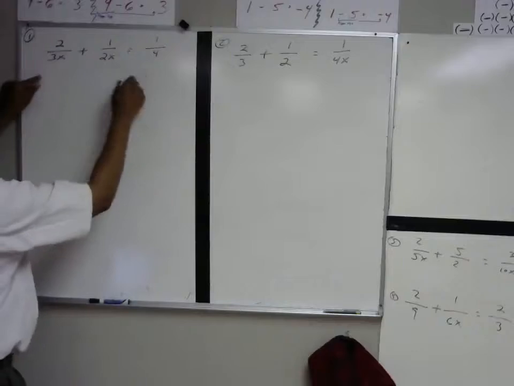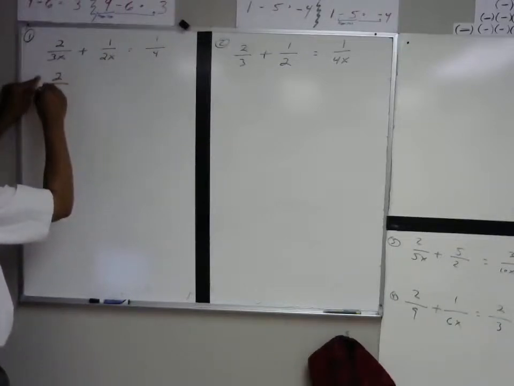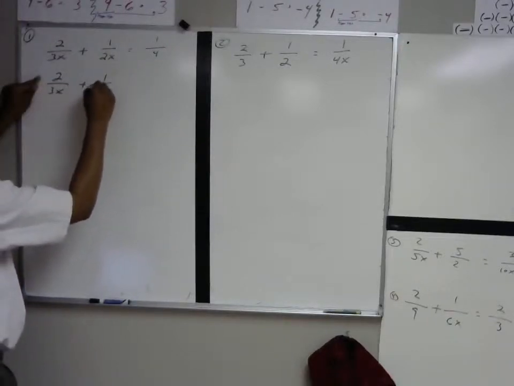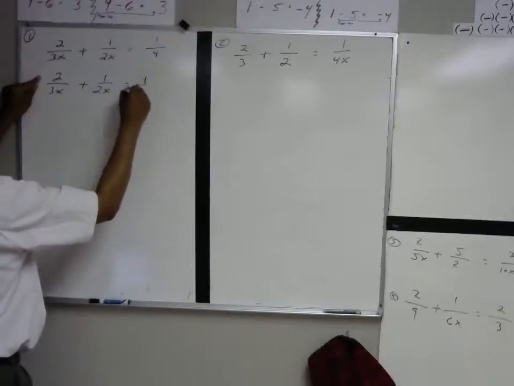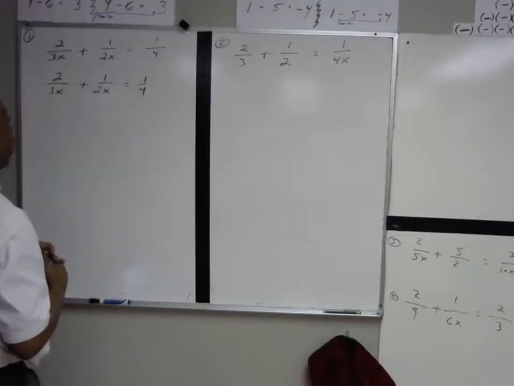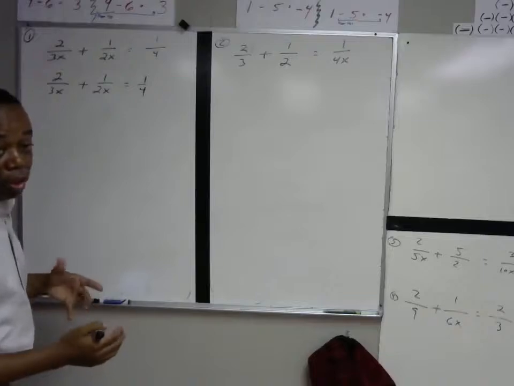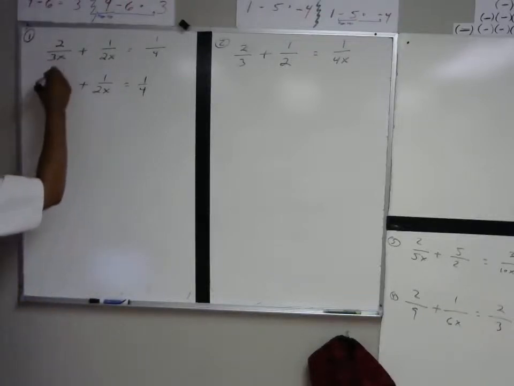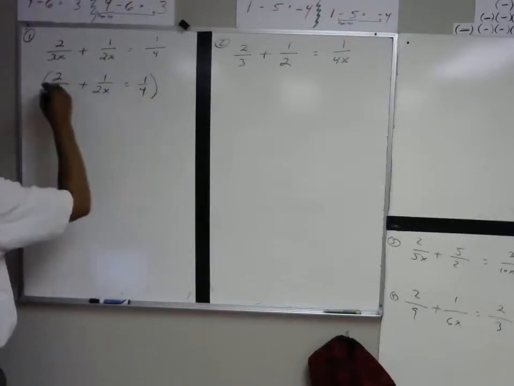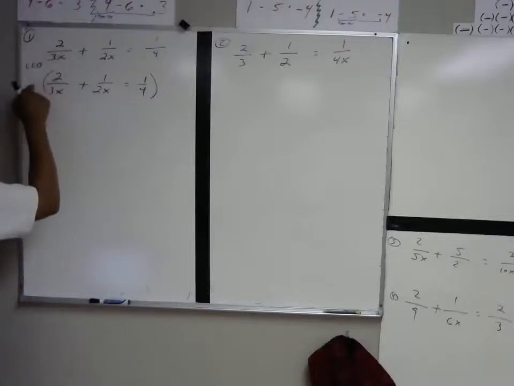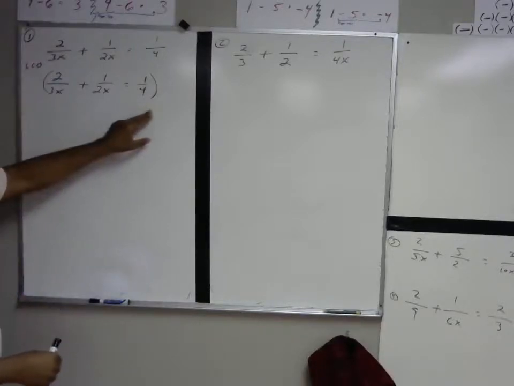So we're going to write this a second time to preserve the integrity of the original problem. And then we're going to find out what the LCD, the least common denominator, is. I'm going to put parentheses around this, and we'll put the LCD in front and distribute it across the entire equation.